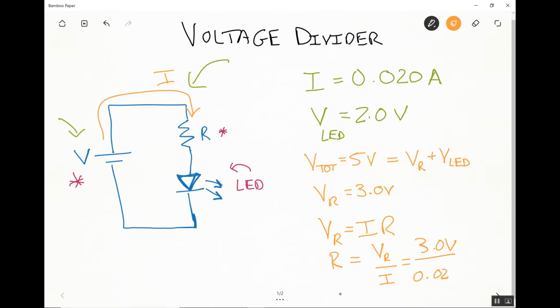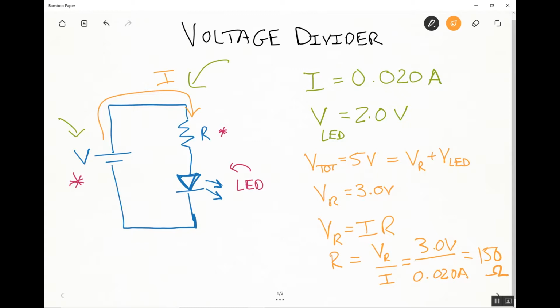So if the total voltage being supplied to this circuit is 5 volts from the Arduino digital input-output pin, and we want to design the circuit so the LED gets 2 volts, how much voltage should the resistor use? What should be the voltage drop across the resistor? Did you say 3 volts? I hope so. Kirchhoff's voltage law would say that the total voltage supplied to the circuit equals the voltage used by the resistor, VR, plus the voltage used by the LED, VLED. So if V total is 5, VLED is 2, VR is 3 volts.